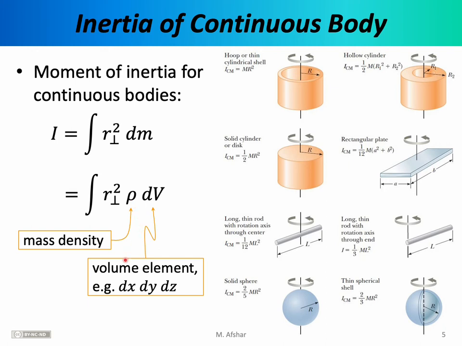Rho is the volume mass density of the object, and r perpendicular is the perpendicular distance between this volume element and the axis of rotation that we wish to consider. Now, for our purposes in this class, we don't really need to calculate this integral.